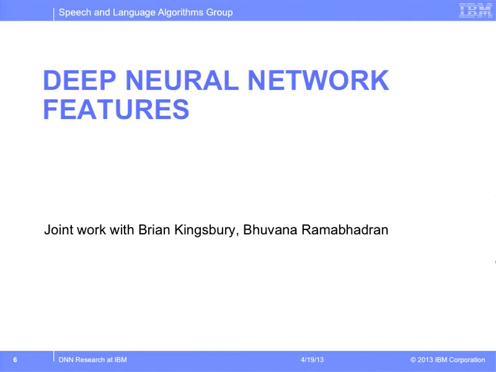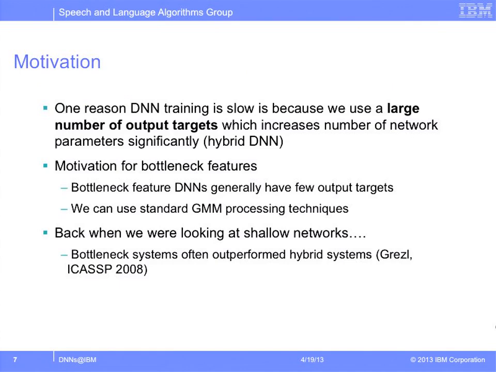So the first part is about extracting features from deep neural networks. The most common way we've been using these DNNs recently is in a hybrid system, meaning we train them with a large number of output targets, take probabilities from the DNN, and we use them as the probabilities in the HMM. That's known as a hybrid system.